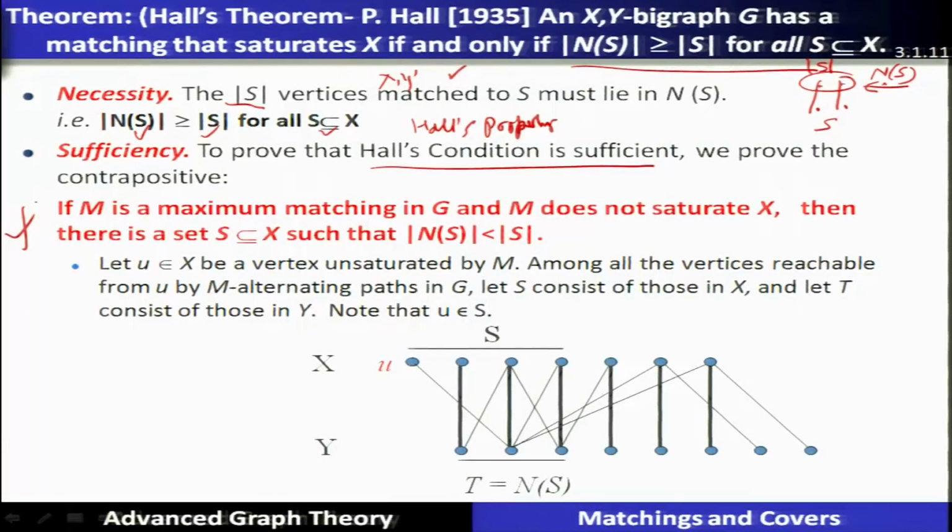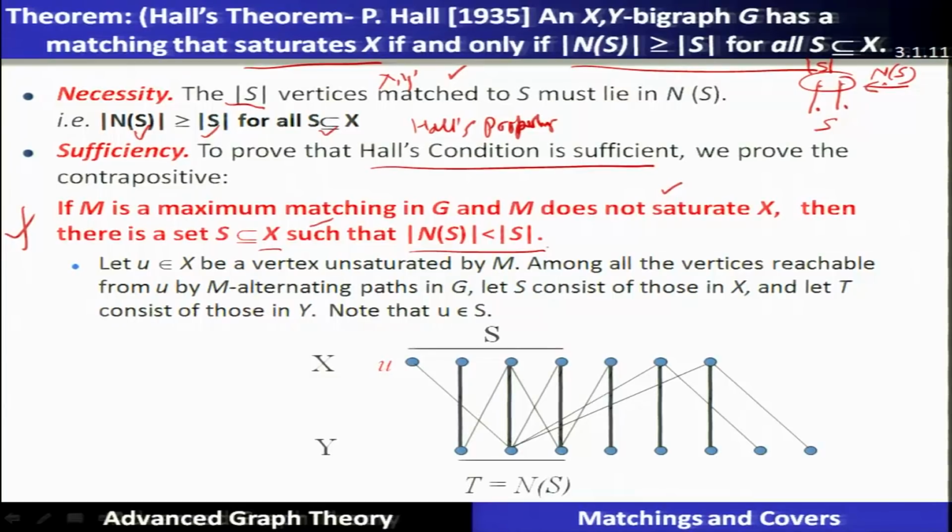So, if M is a maximum matching in G and M does not saturate X (here it saturates X, so basically negation is there in the contrapositive), then there exists a subset S which is a subset of X such that there is a violation, that is, N(S) is less than S. Let us see this particular condition. If this contrapositive is proved, then basically Hall's condition we have proved its sufficiency condition.